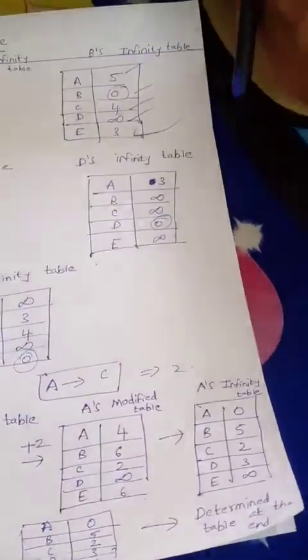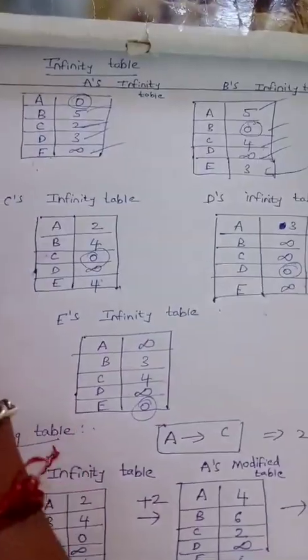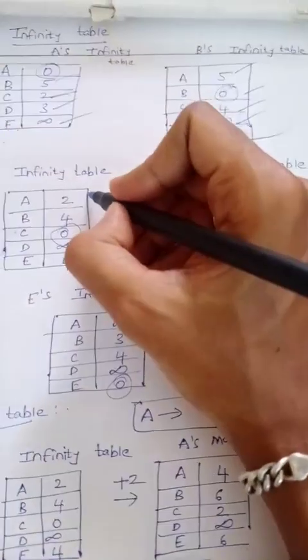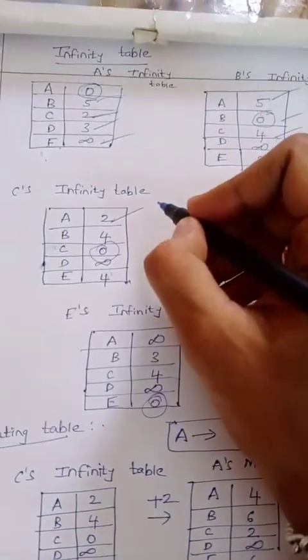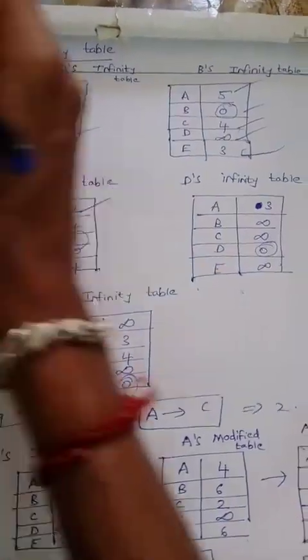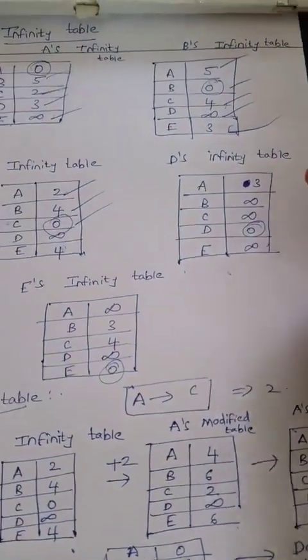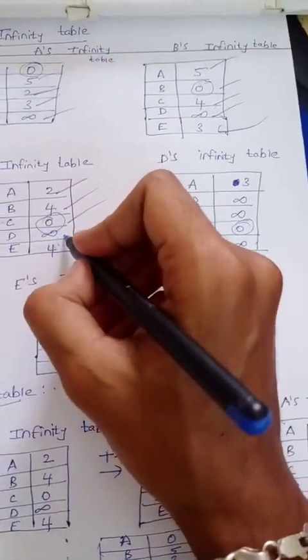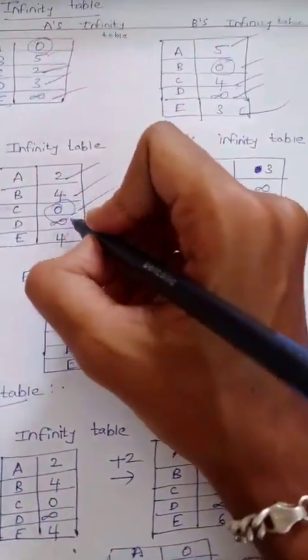Okay, now we can move into C's infinity table. So C to A, there is a path, so I am writing that as 2. And C to B is 4. And C to C, as already mentioned in the beginning, 0. And C to D, there is no straight path, so I am writing that as infinity. And C to E, 4.